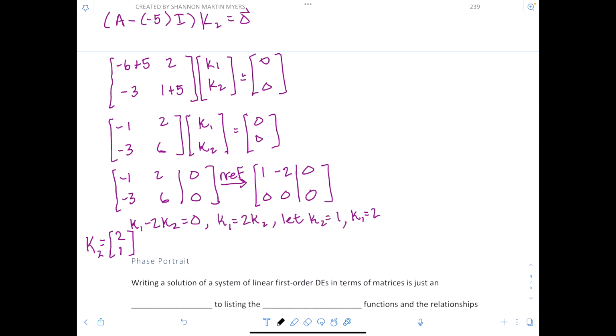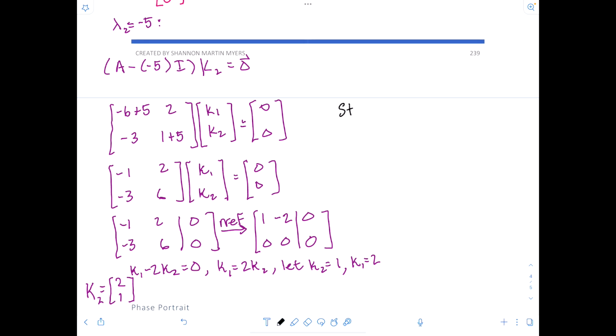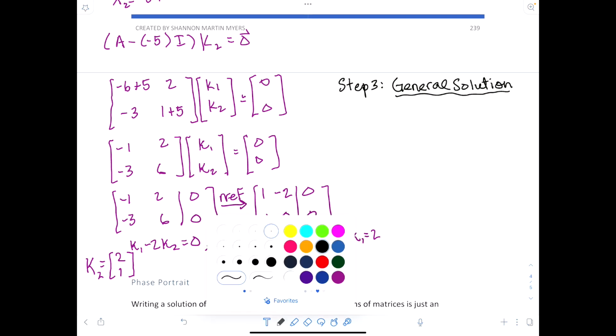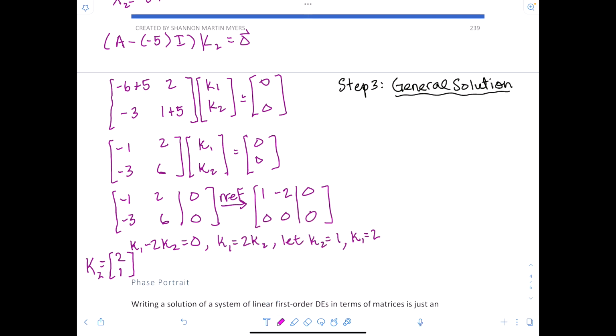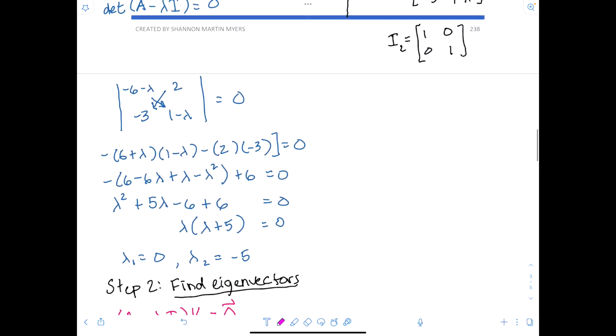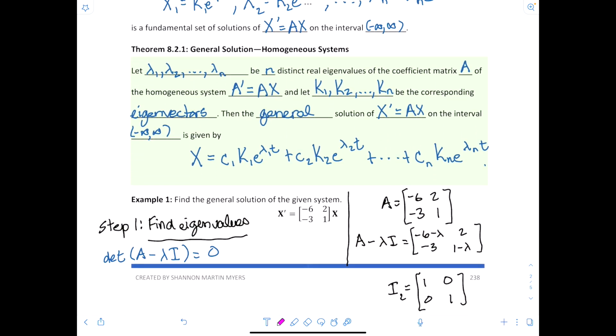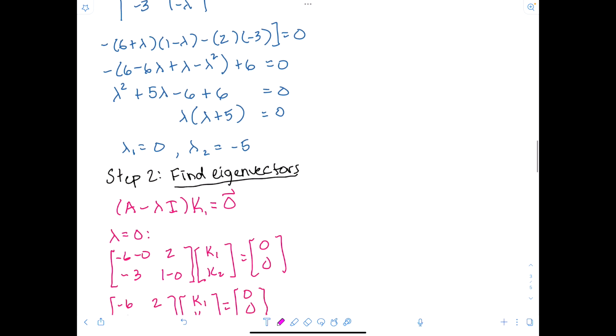general solution, right? So, in step 3, general solution. So this is really cool, actually. I think you'll like it. So to find the general solution, you're going to have, just like we had in that theorem, right? Over here, we have K1 and K2. So we just take our constants and multiply it to K1 and then E times the corresponding eigenvalue.